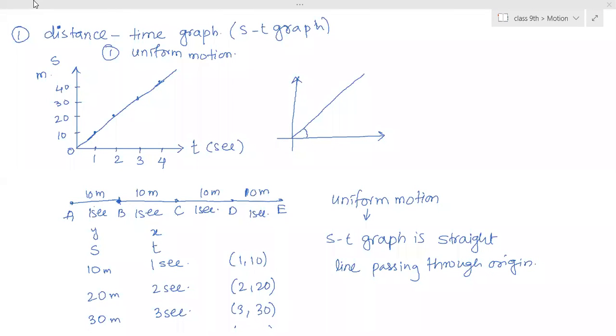A distance-time graph is always increasing. It cannot decrease anyhow, because the distance covered keeps on adding up.